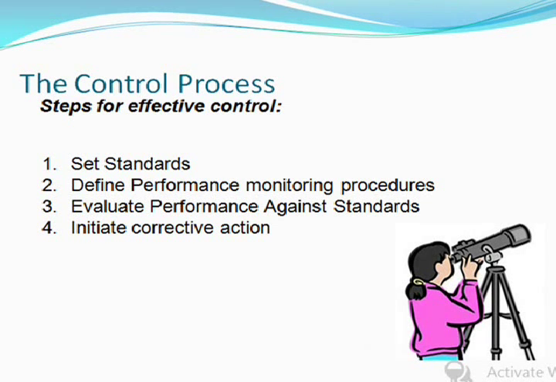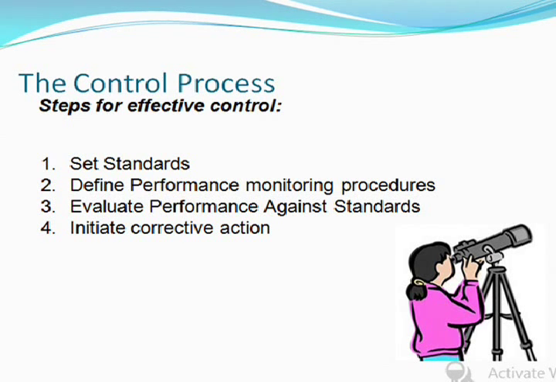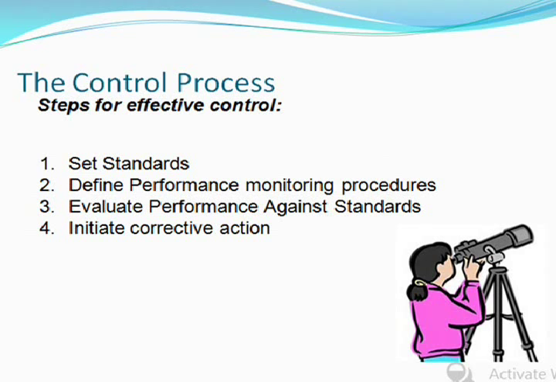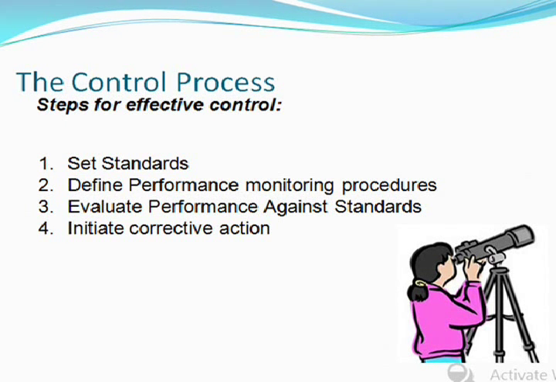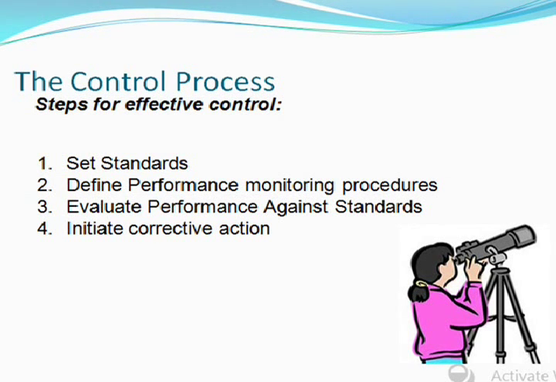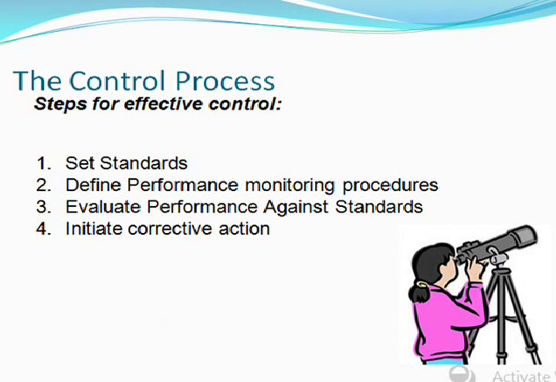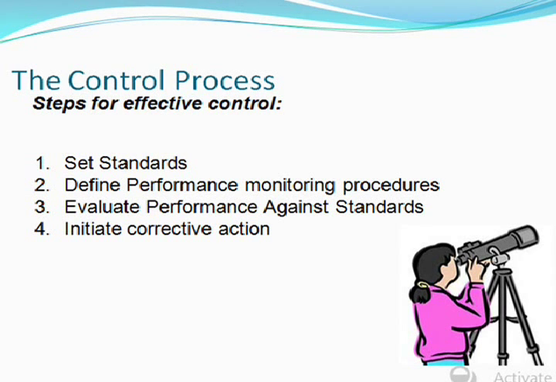Number 2, define performance monitoring procedures. The next step in achieving control is deciding how to measure performance, what information to require, and how to obtain it. Performance data may be gathered from personal observation, written and oral reports, inspections, and automatic data processing products.